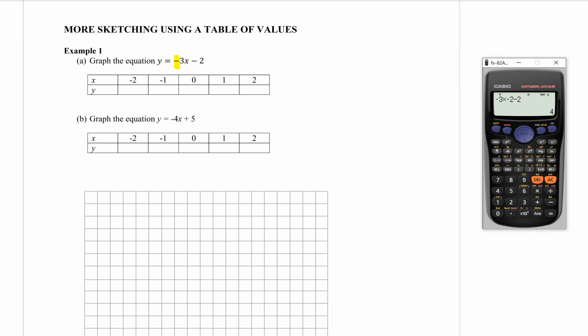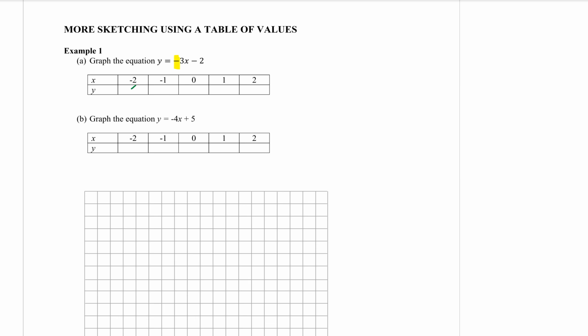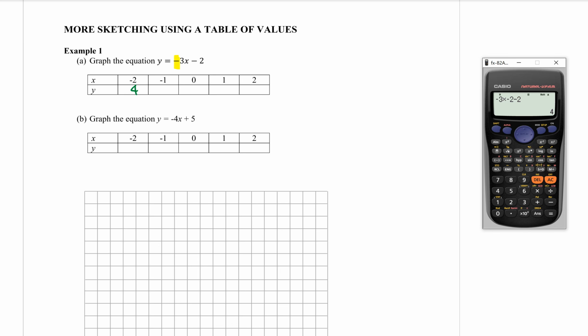We type our question into our calculator. So ours says minus 3x minus 2. So we're going to have minus 3. Then we're going to need to times that by x, and x is minus 2. So that's my 3x. I still need to minus 2 from the equation, press equals, and I get 4. Okay, then I need to do that for each x value.